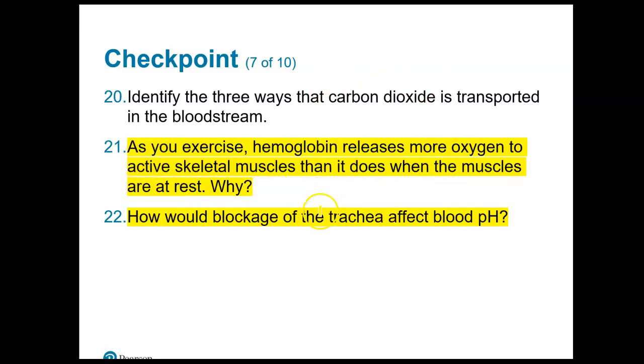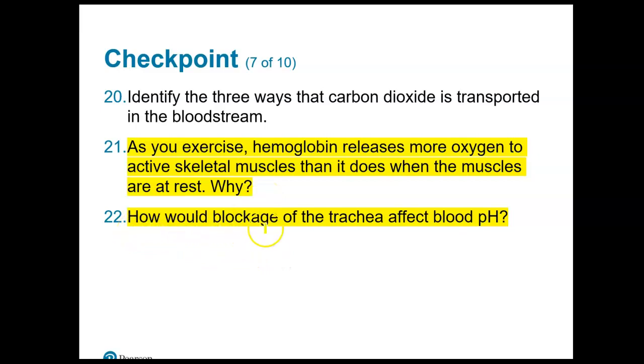All right, checkpoint question 21. As you exercise, hemoglobin releases more oxygen to active skeletal muscles than it does when the muscles are at rest. It says why. Now, I haven't looked up this answer, but I know that when you exercise, you produce lactic acid, which is going to lower the pH. And if you remember, low pH causes increased tissue perfusion, or increased oxygen to the tissues. So that could be one reason. It's probably the main reason.